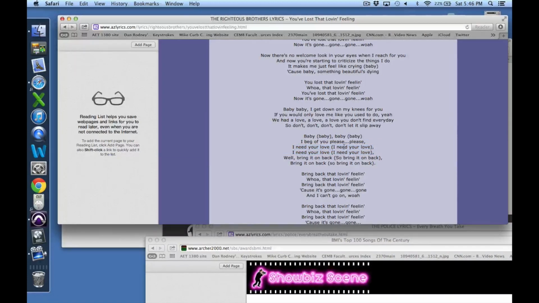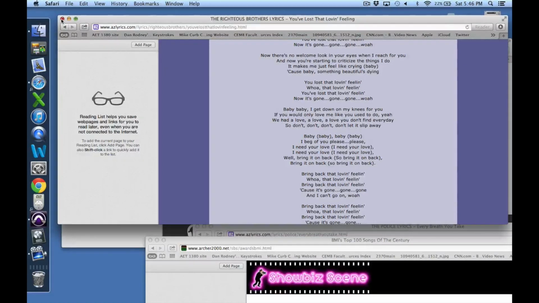"I need your love, I need your love, I need your love," with an echo, "Bring it on back." Even secondary repetition there in the bridge as well. If I was to go through this song and count "love" and "feeling," I'd probably count on my hands and my toes. Probably 20 or more times they're either using "love" and "feeling" or the word "love," which is also part of the hook.